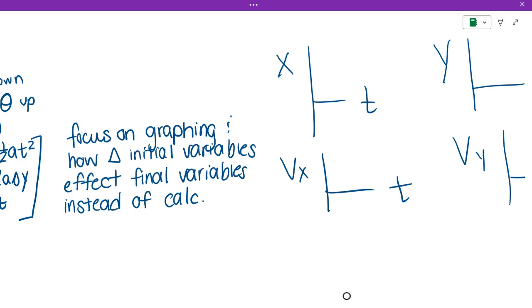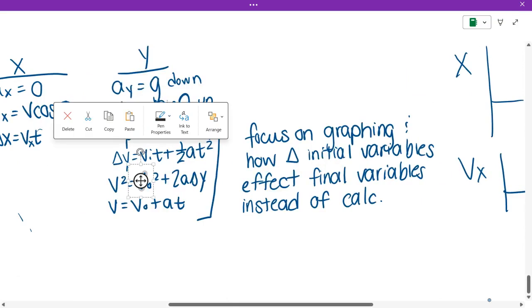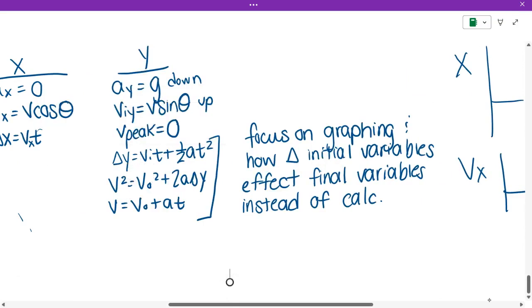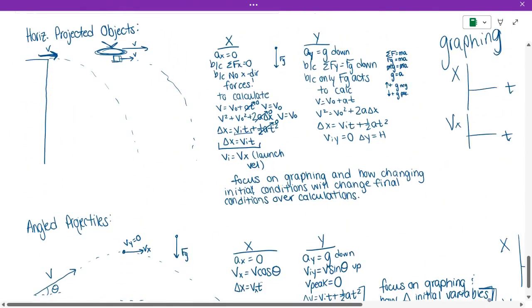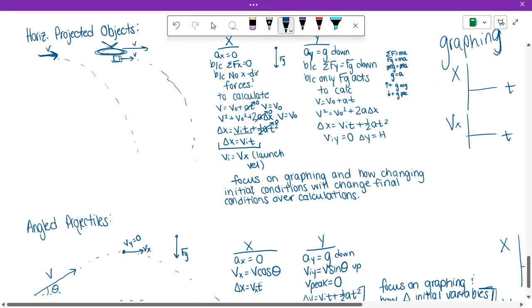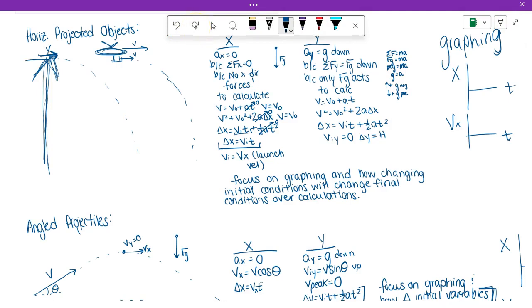It will focus on graphing and some of the basic underlying concepts. Okay? The problems that you work on today are going to focus on how changing the initial variables affects the final variables, focusing on that instead of calculating. Okay. So again, with both types of problems, be able to say, all right, if I increase the height of this cliff, right? Naturally it erased things. Okay. How does the time of flight change? How does the range change?